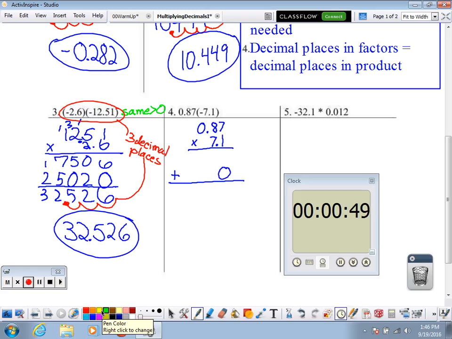Okay, while you're working on those numbers, tell me this. What do we recognize about the signs? They're different. What does that mean about our product? It's going to be less than 0. Very good. It's going to end up being negative. Then I'm going to take it.